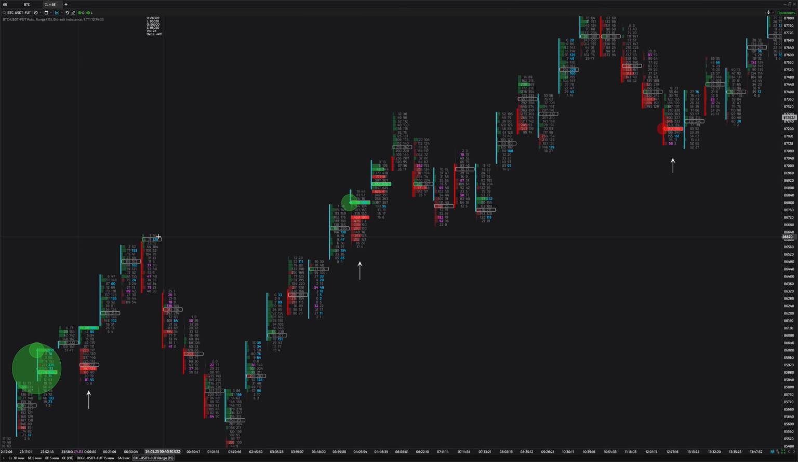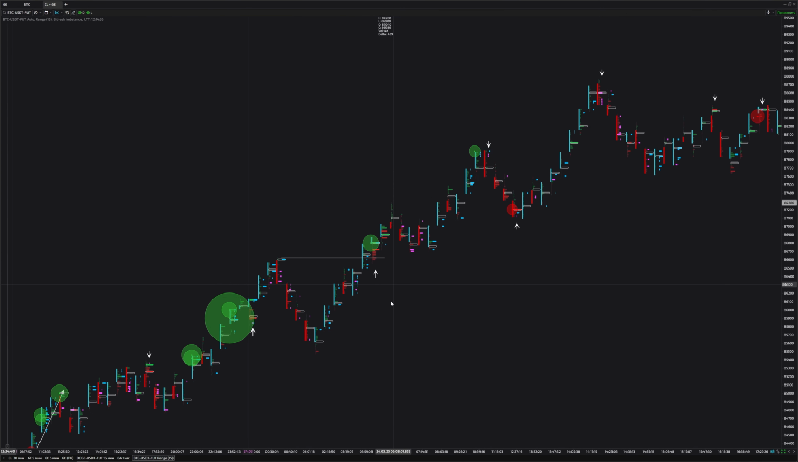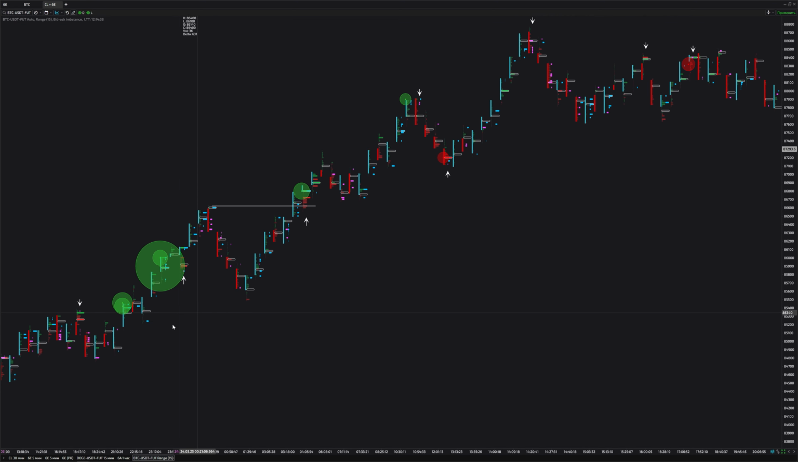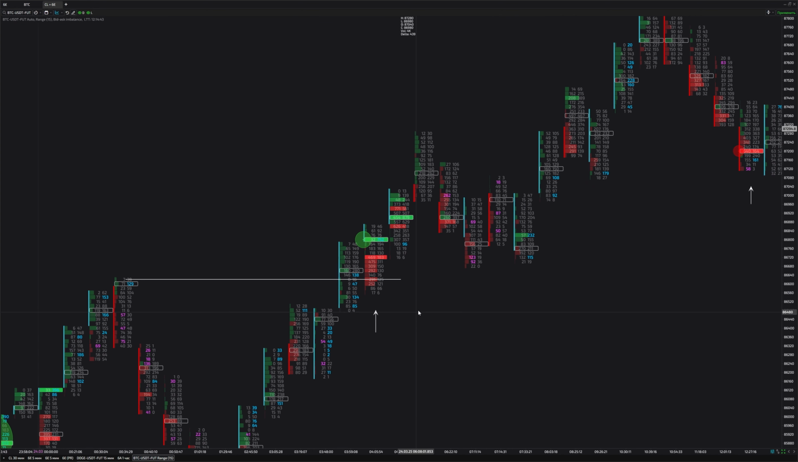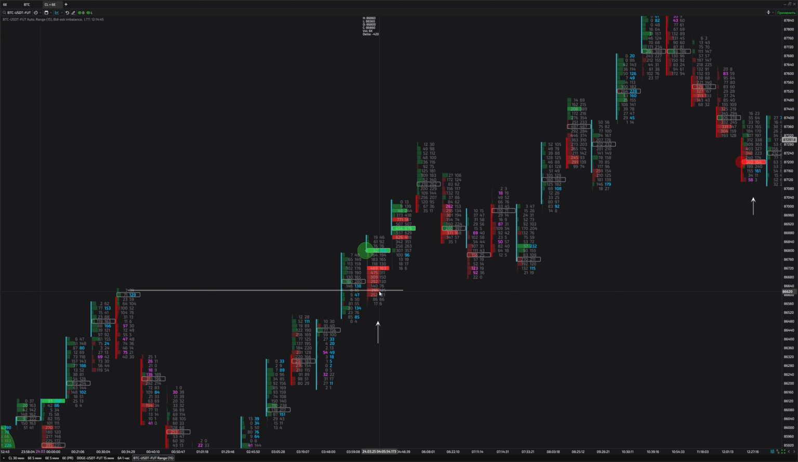Here, we had a local high, and price was moving with the trend, an uptrend, clearly visible through a series of higher highs and higher lows. When price pulled back to a broken level, you can observe the absorption of market selling, followed by a cluster of market buying, which pushed the price higher.